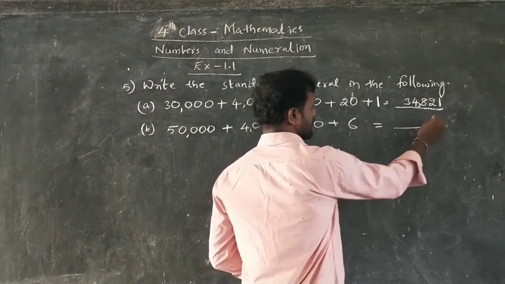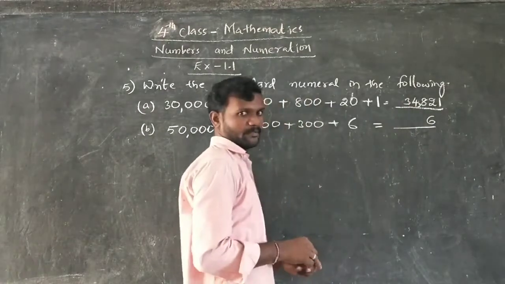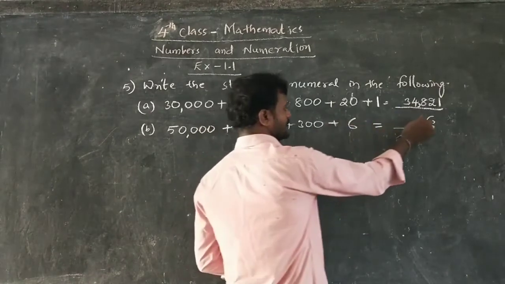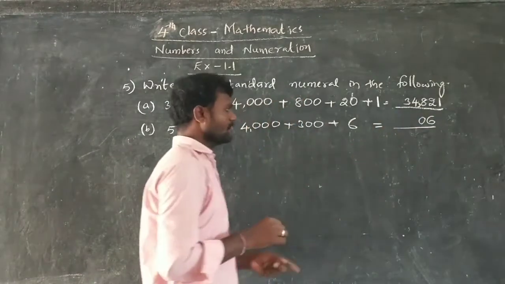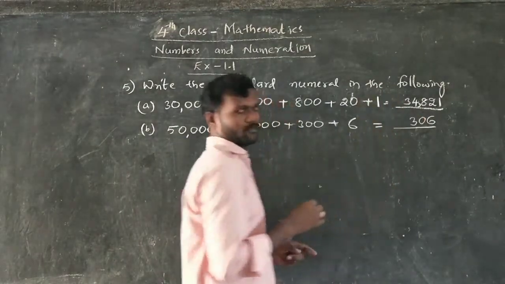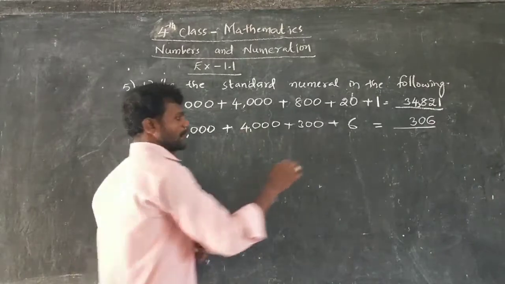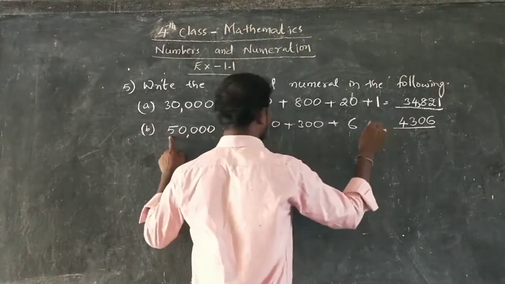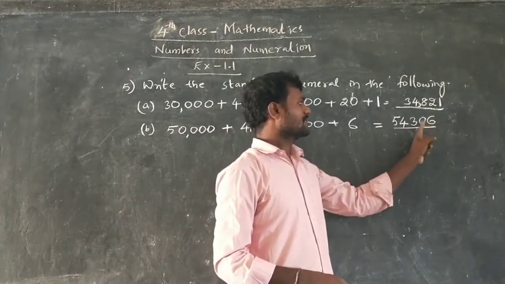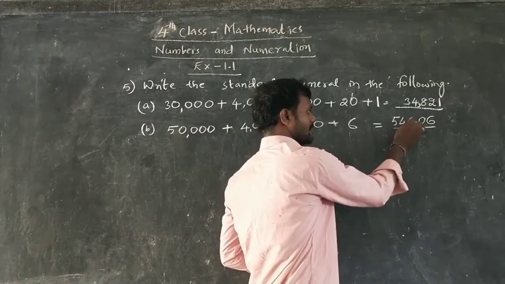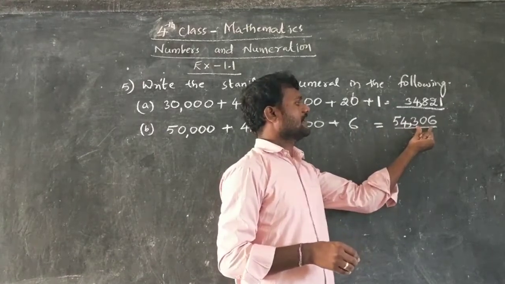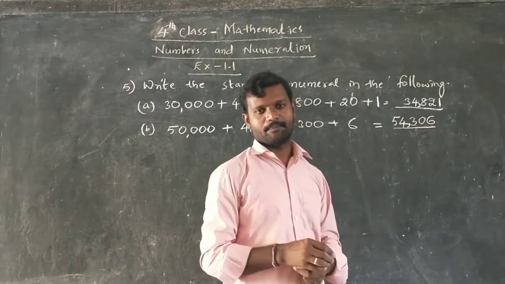First 6 is in ones place. So write 6. 6 is in ones place. What is in tens place? Tens place, no digit is there. So write 0 in the tens place. Next hundreds. How many hundreds? 3. So 3 you should write it here. Next one, 4 is in thousands place. Write 4. And last 5 is in 10,000s place. Now where you have to write comma? Ones, tens, hundreds. After hundreds you have to write comma. So write comma here. What is the number? 54,306. That is the number.